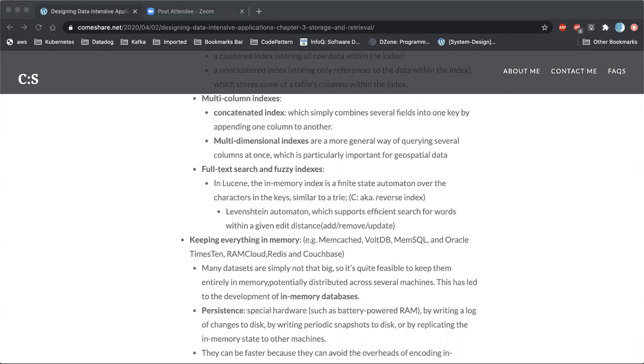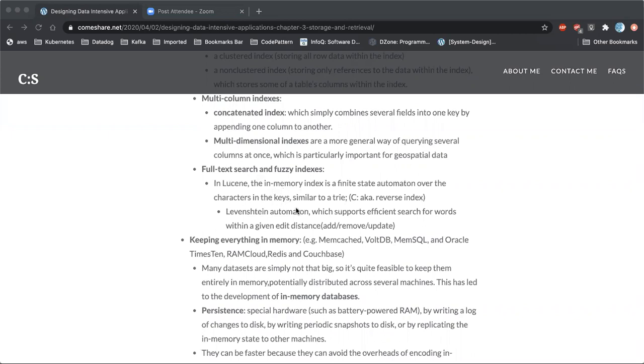Let's say you're an application developer. Based on your knowledge of how your application is supposed to behave under load, write heavy, read heavy, do you need something like a range query? Then based on that, we can decide which database engine we should select, right?